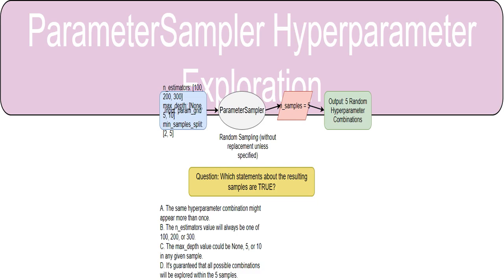I define a dictionary called param_grid that holds different settings for a random forest classifier. It has three settings: the number of trees, n_estimators, the maximum depth of each tree, max_depth, and the minimum number of samples needed to split a node, min_samples_split. Each setting has multiple options to explore.